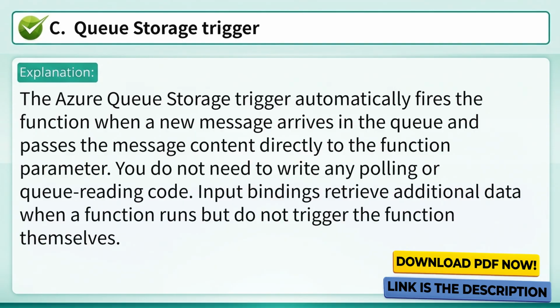Explanation. The Azure Queue Storage trigger automatically fires the function when a new message arrives in the queue and passes the message content directly to the function parameter. You do not need to write any polling or queue reading code. Input bindings retrieve additional data when a function runs but do not trigger the function themselves.